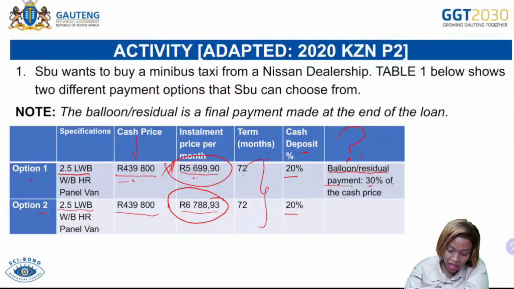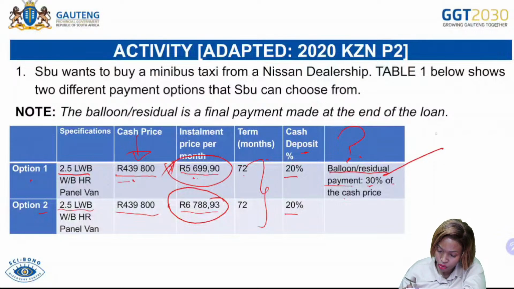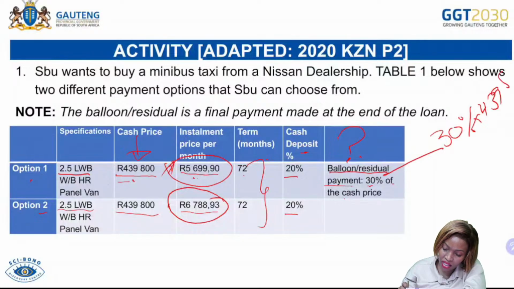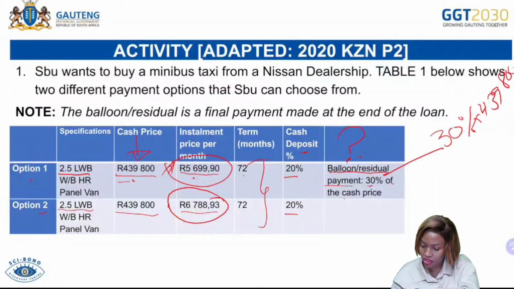And the cash price is how much? It's 439,800. Let us see how much is 30% of that. You will say 30% multiplied by 439,800. We want to see how much that is. Let us all do it.